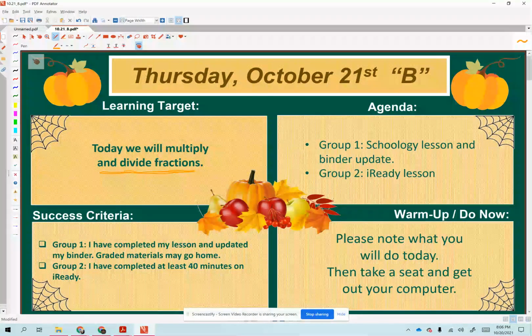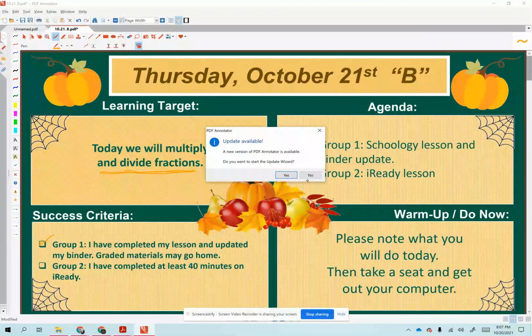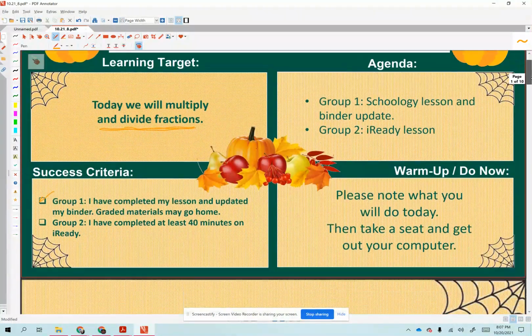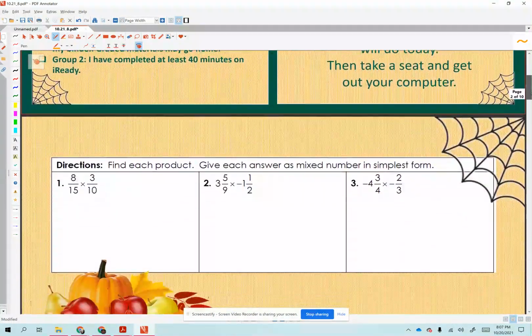Please make sure that when you complete your lesson, you update your binder and take home any old materials. So we don't want to update just now. Let's get started. We're going to start with multiplication and then we will do some division.